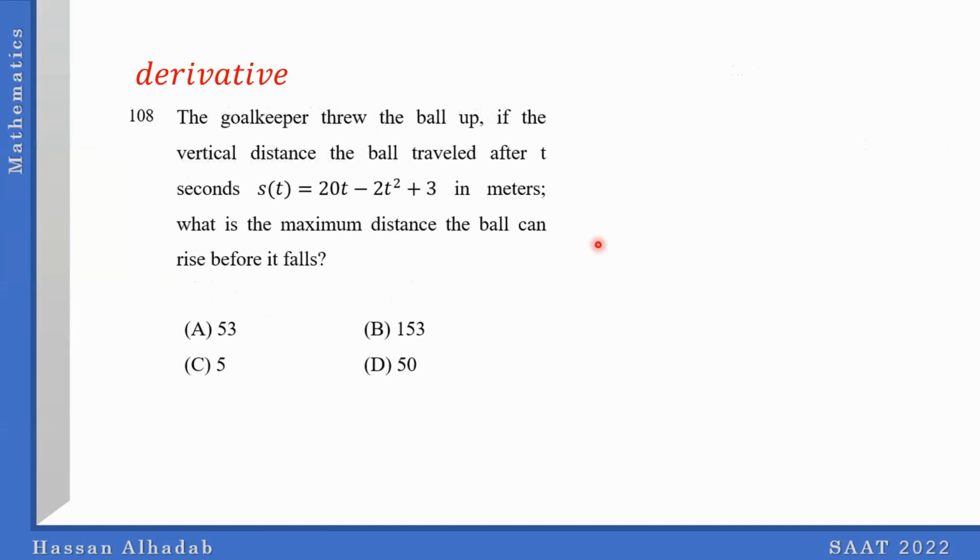The goalkeeper threw the ball up. If the vertical distance the ball traveled after t seconds is given by the equation s(t) in meters, what's the maximum distance? So what do you think, Nasser, the answer for that one? They want the critical point, as you stated before. Yes, so this is about critical points.